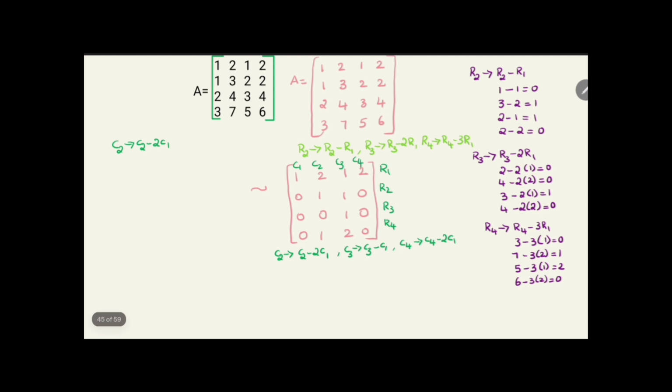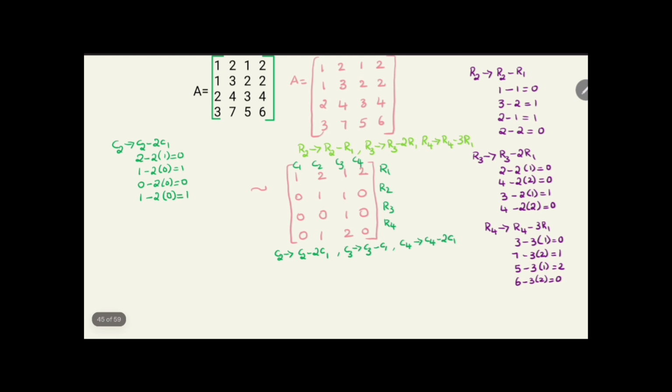Now tell me, what is the first element of C2? It is 2 minus 2 into the first element of C1, which is 1. So 2 minus 2 is 0. Now what is the second element of C2? It is 1 minus 2 into 0, which is nothing but 1. The third element of C2 is 0 minus 2 into 0, so it is nothing but 0. And the fourth element of C2 is 1 minus 2 into 0, so 1 minus 0 is 1.